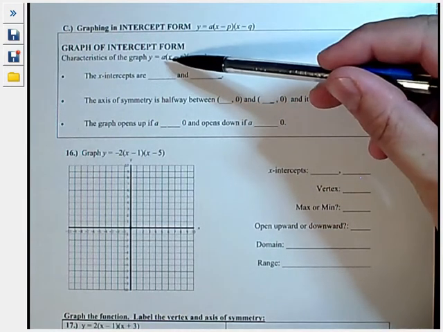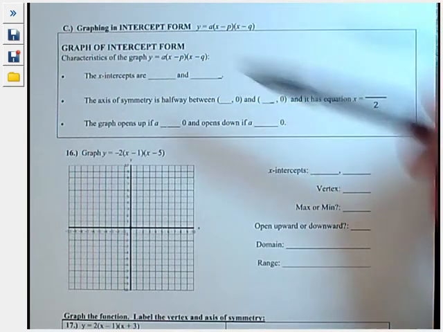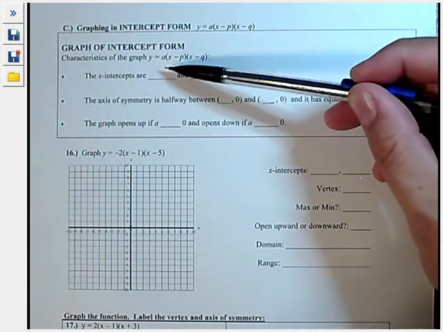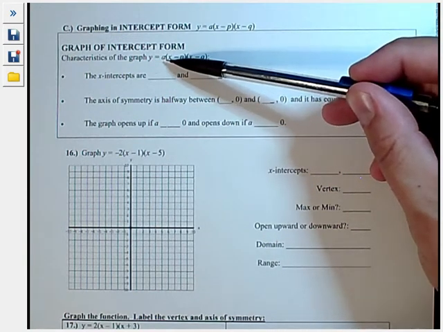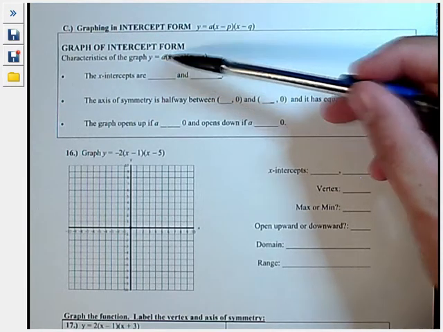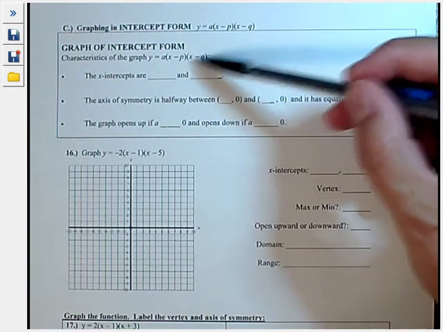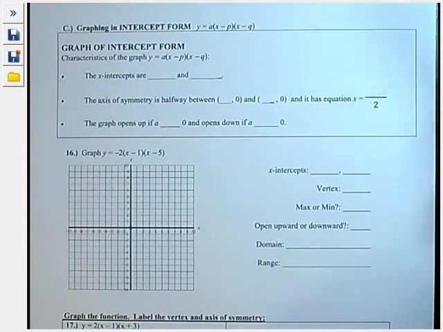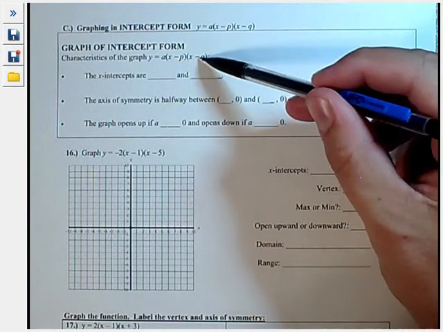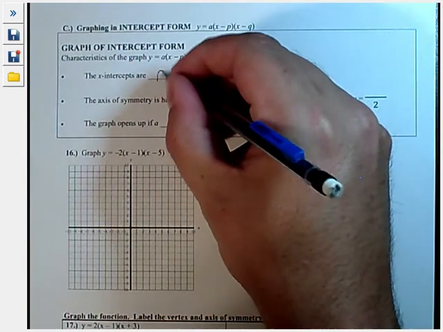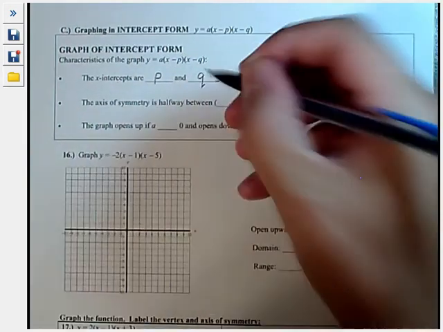This is what the parent function for intercept form looks like right here. We still have an a value. This still tells us if it's positive, it opens up, or negative, it opens down. It still tells us if it stretches, if this number is larger than 1, or it shrinks if this number is between 0 and 1. But what's new is now we have two sets of parentheses, x minus p and then x minus q. These two sets of parentheses tell you where this parabola crosses the x-axis. So the intercepts here are at p and q.